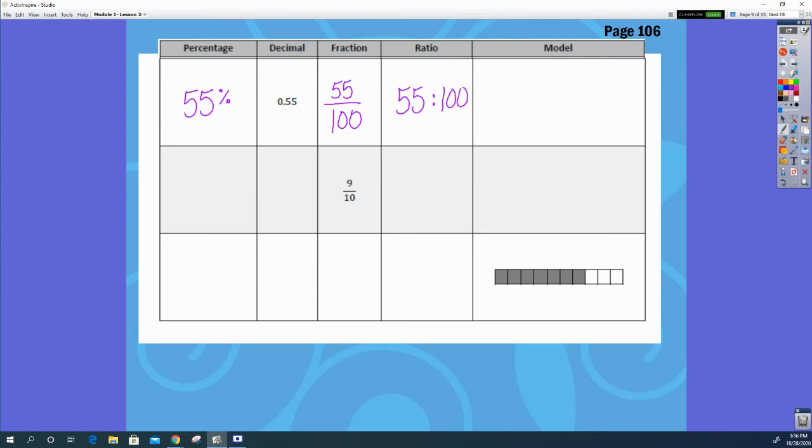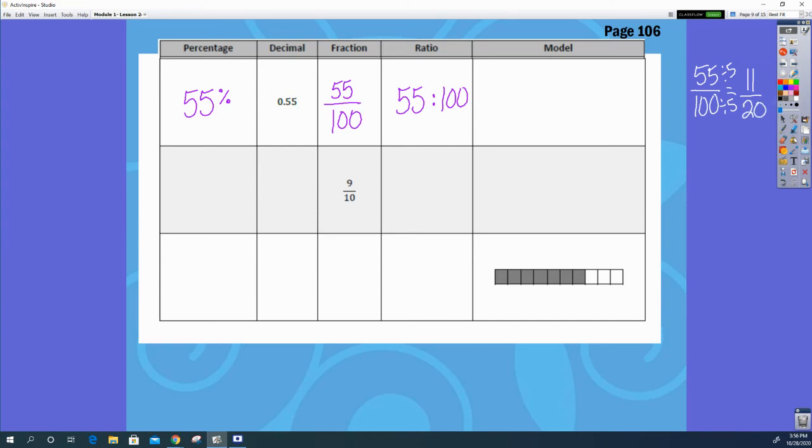Again, we can simplify 55 over 100. So if you can write over here, we got 55 over 100. Do you know what you could take from 55 that you could also take from 100? You could take 5 from both. And that gives me 11 out of 20.